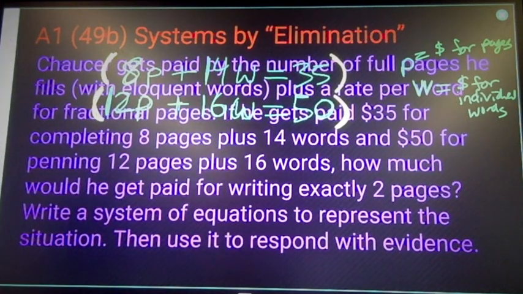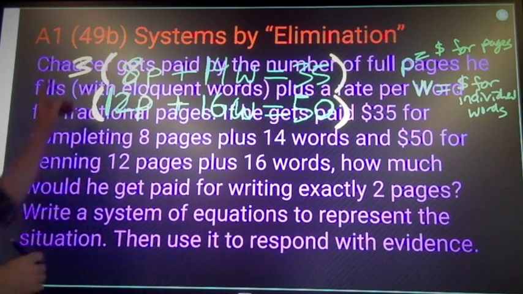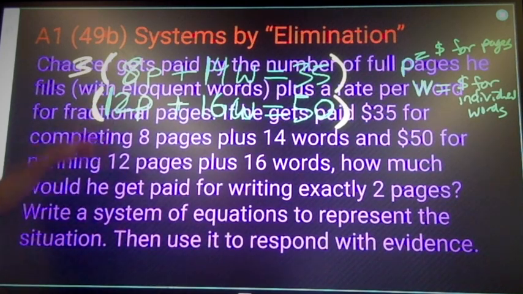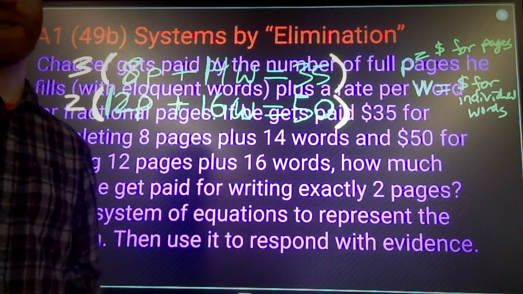Always that will work. If I want to keep my numbers kind of smaller, I know that 12 and 8 both go into 24. So I could multiply my top equation by 3 to make that a 24 and multiply my bottom equation by 2 to make that a 24, and it would still work out.